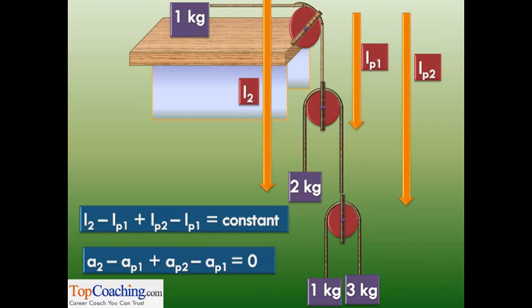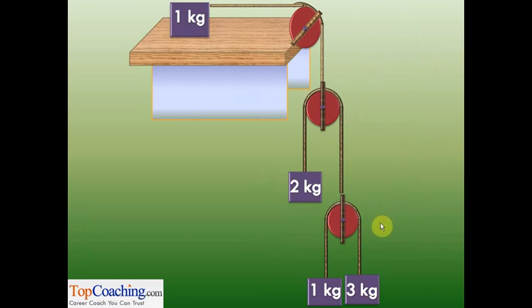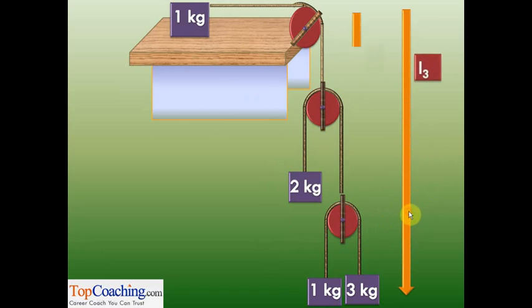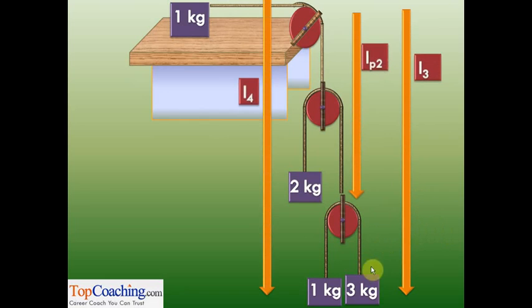Note here that A2 is the acceleration of the 2 kg block downwards. AP1 is the acceleration of the movable pulley downwards. AP2 is the acceleration of the second movable pulley downwards. So there you go, we got our second constraint equation. We can now apply our third constraint equation.